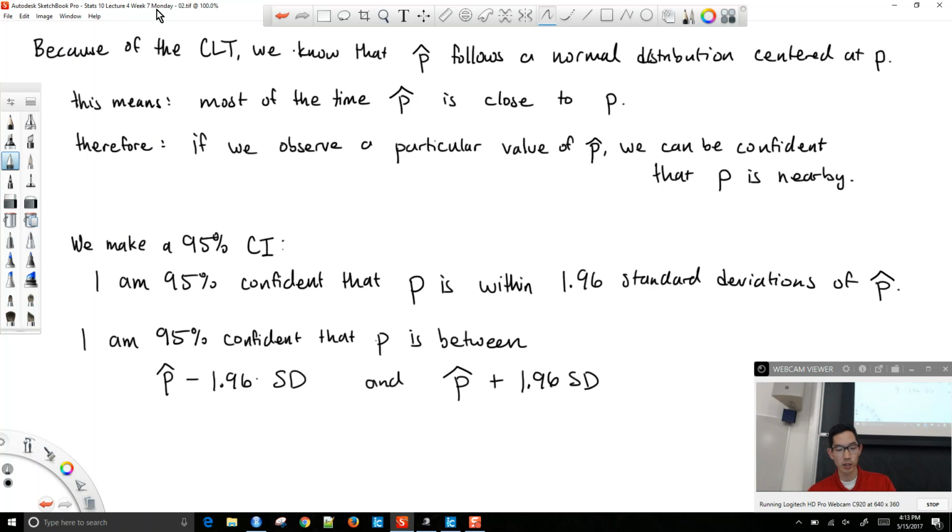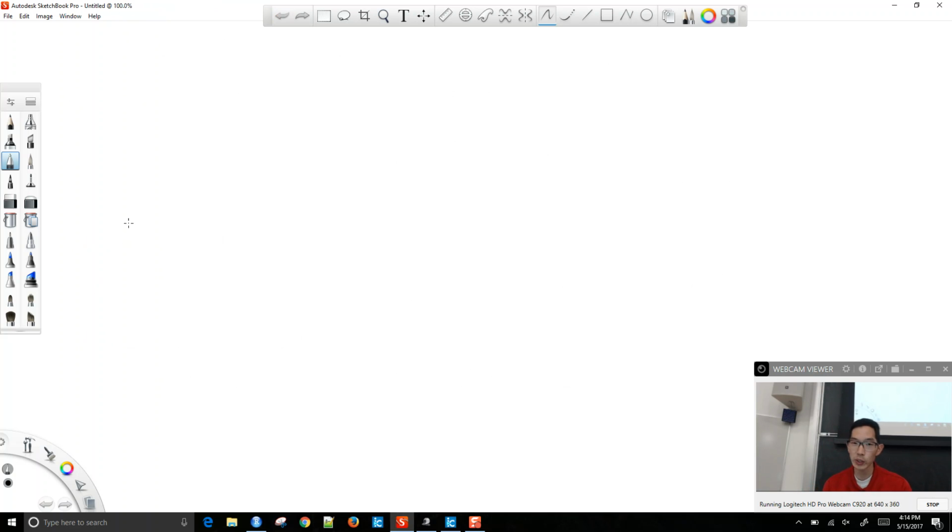And so I'm going to flip to the next slide, and we're going to ask, why are we using 1.96? Okay, so why 1.96? Okay, and so this comes from the normal distribution. We look at the normal distribution.